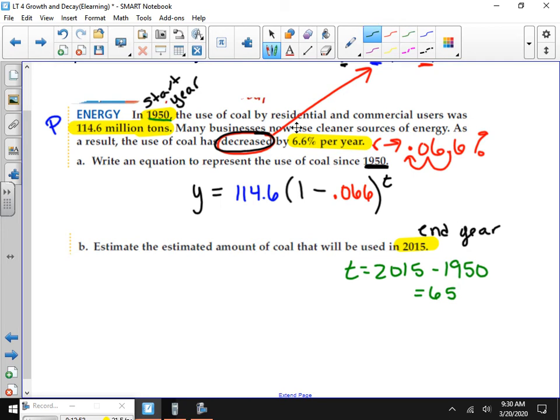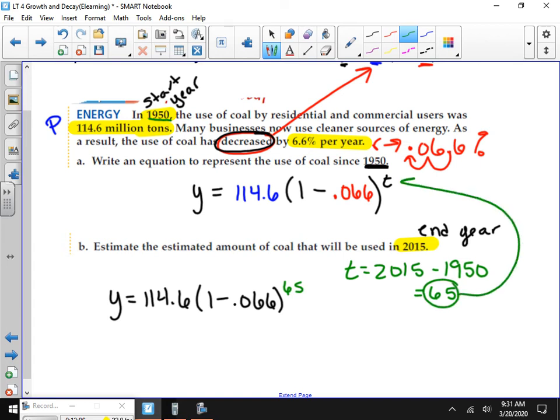So I'm going to put a little 65 here where the T is. Okay, remember that goes where the T is right there. And then I just got to type that in my calculator. All right, so we're going to pull up our calculator. All right, let me erase what I've written on here already.